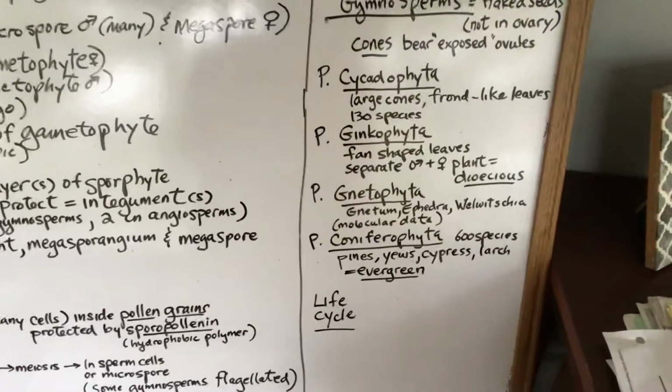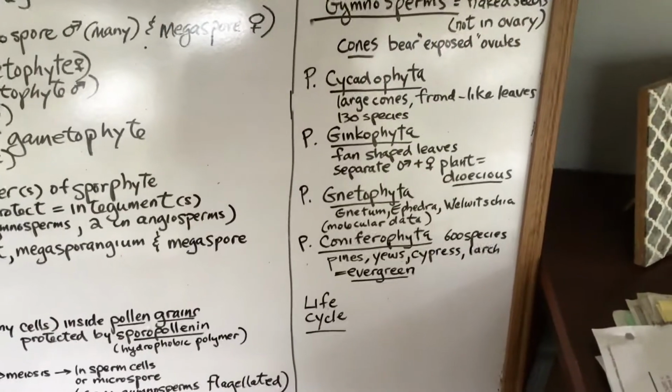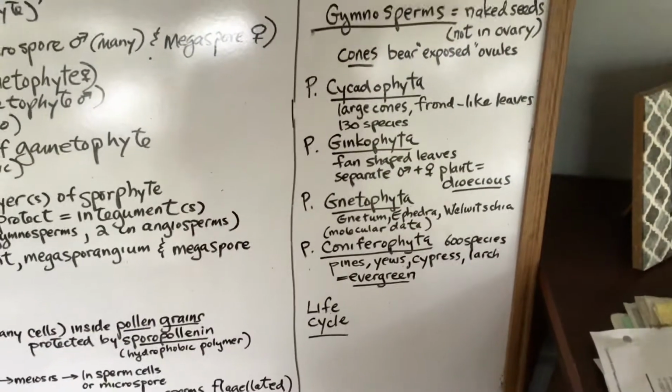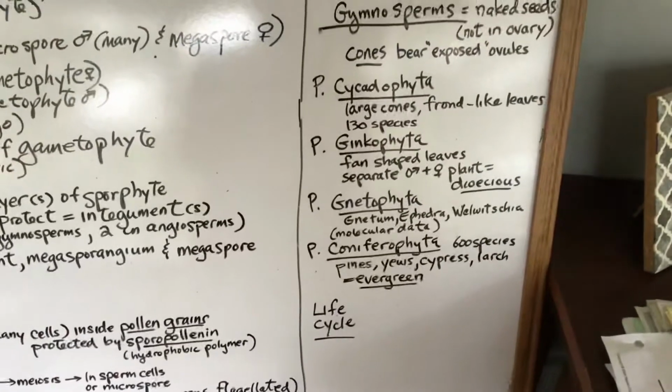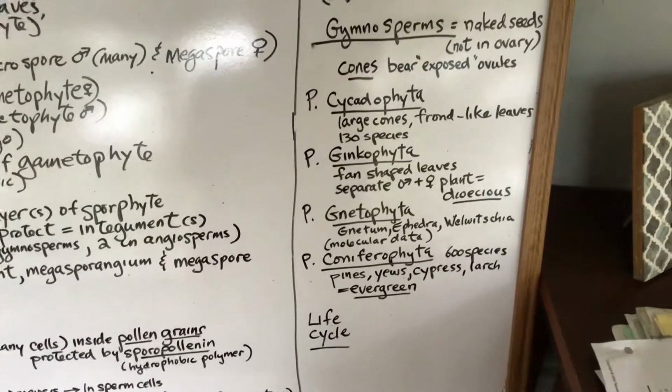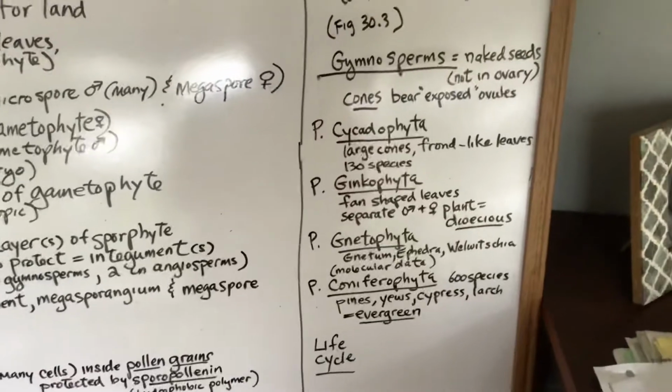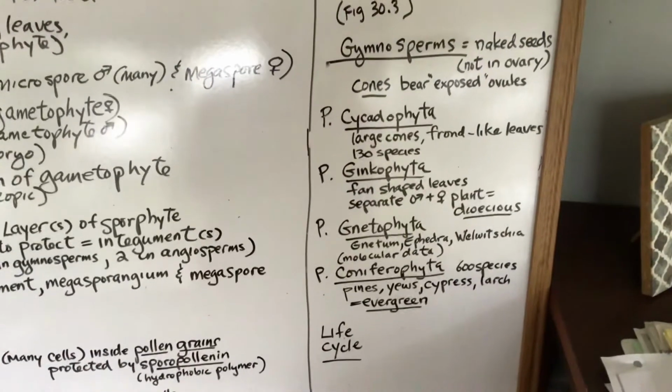The third one is Gnetophyta. These are Gnetum, Ephedra, and Welwitschia. None of these are, as far as I know, found in Florida. And they don't look alike at all, so it's hard to know why they're in the same group, but basically that's based on molecular data.